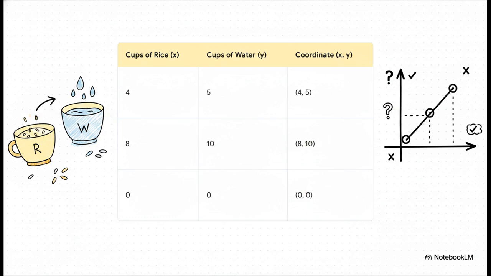Simple. We can then scale this up. If we double it, we get (8, 10). But here's a really important one that people often forget. The origin. It's a proportional relationship, right? So 0 rice needs 0 water. That means our line has to start at (0, 0).